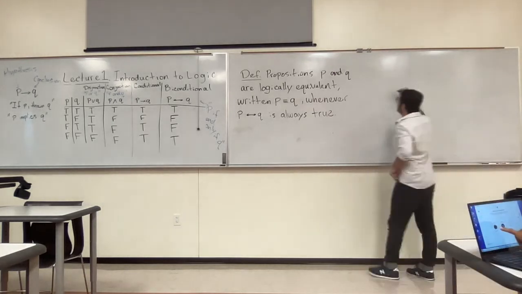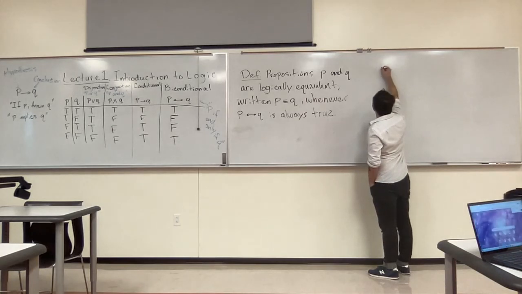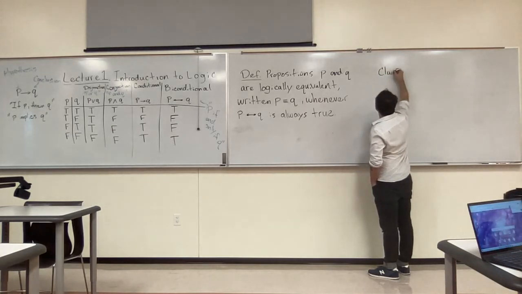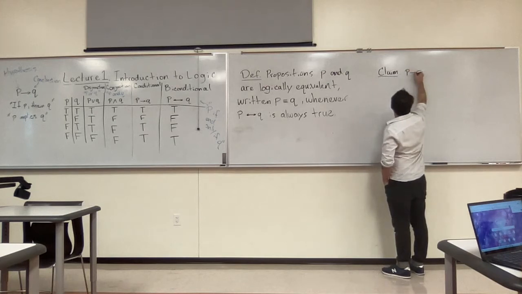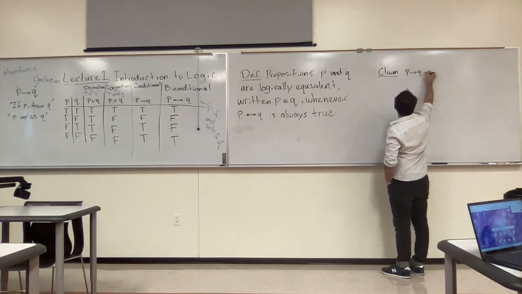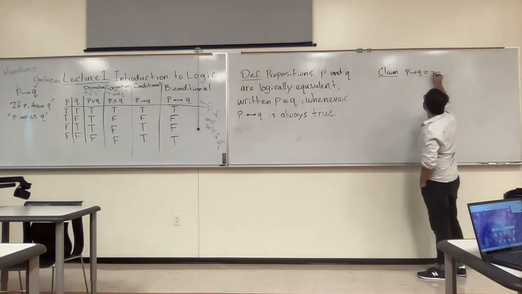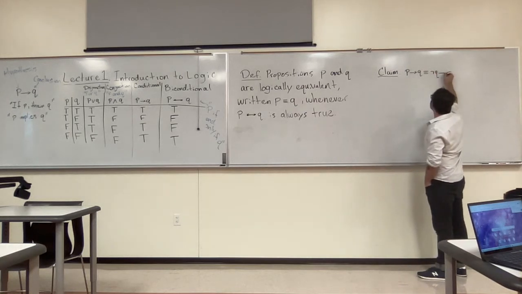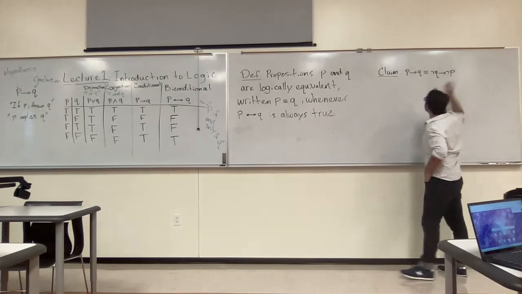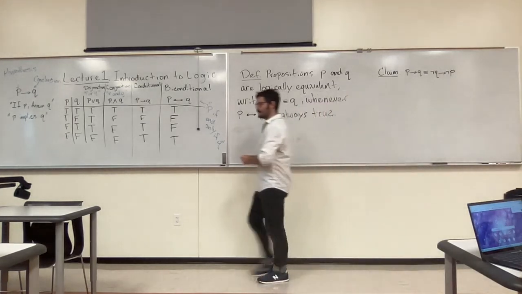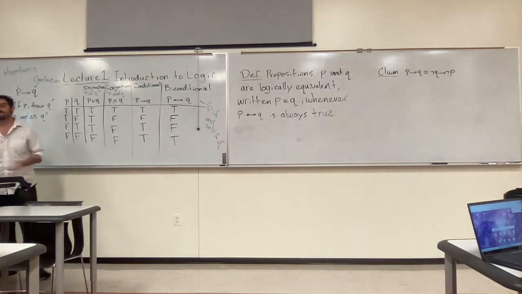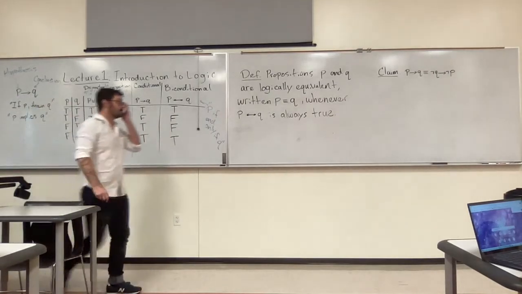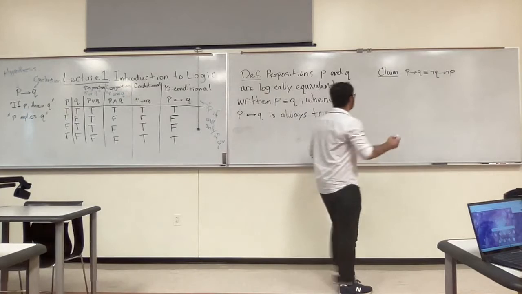So I claim that if P then Q is logically equivalent to not Q then not P. That's what I claim. These should always have the same truth value. Okay, so how can we show this? Well, we can use a truth table.